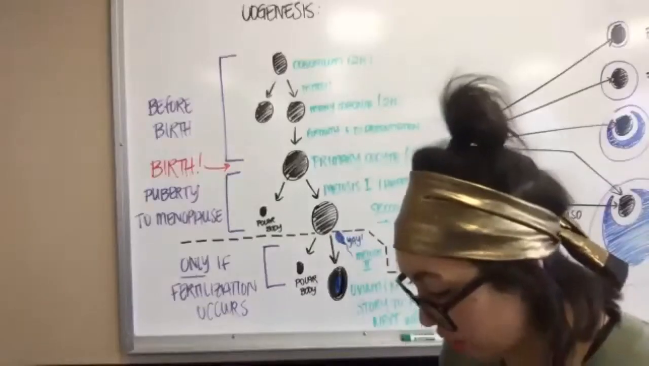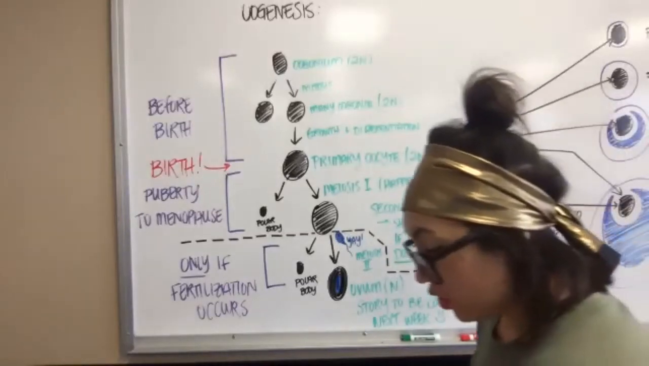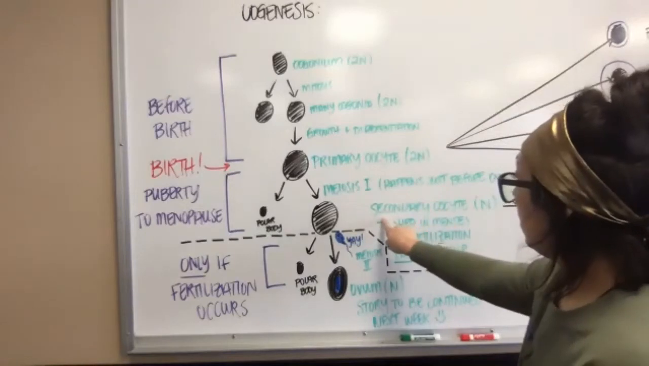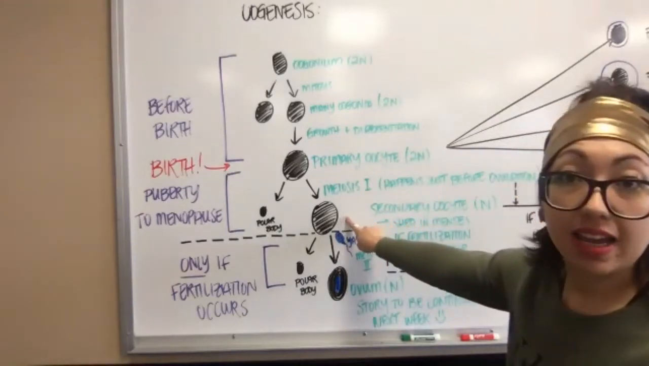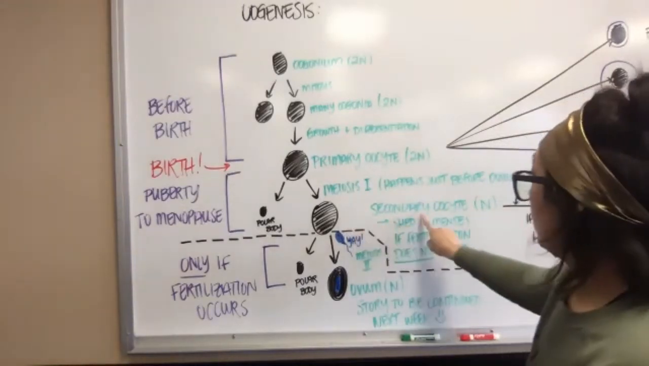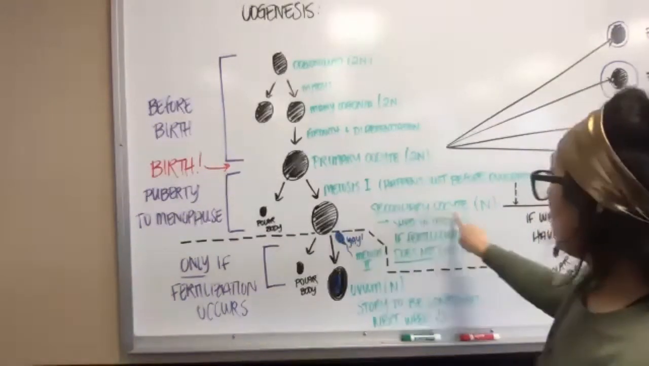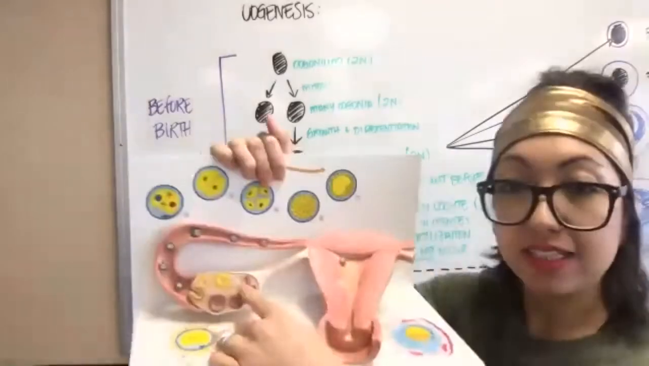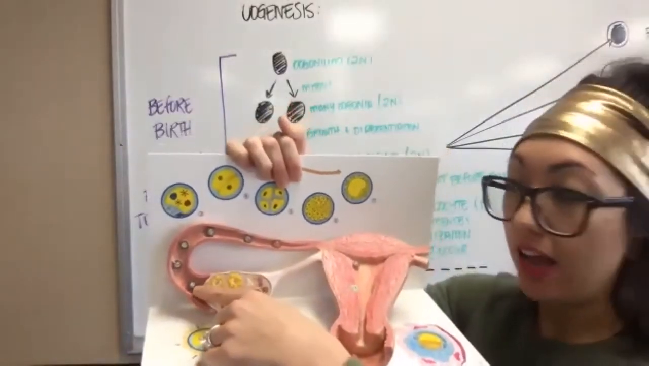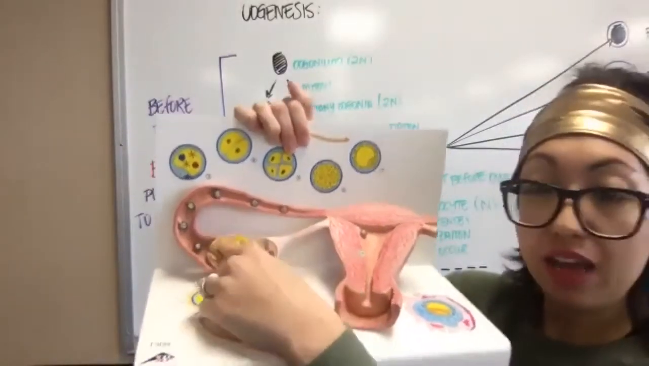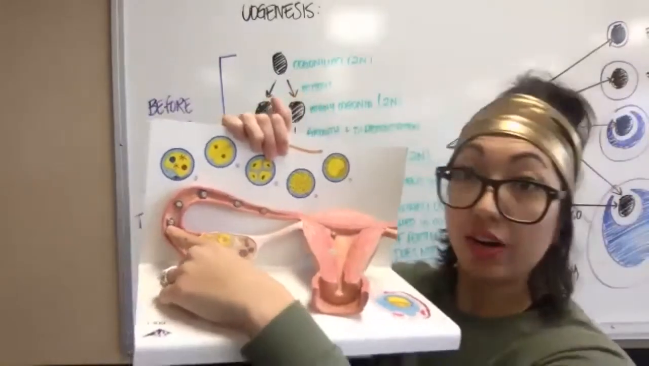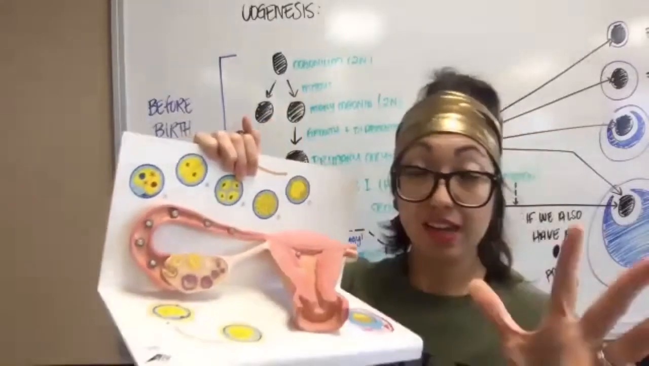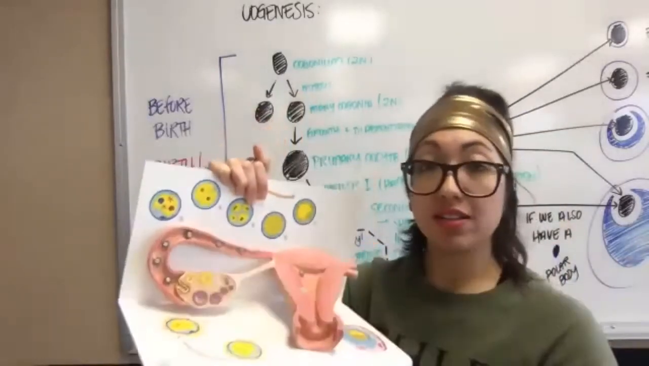Oh yeah, I'm sorry, I just went right over that one. Okay, so ovulation is the release of what? It's a secondary oocyte. A secondary oocyte is what gets ejected from the ovary every month. If that secondary oocyte gets fertilized, now it's an ovum. If it doesn't get fertilized, it degenerates.